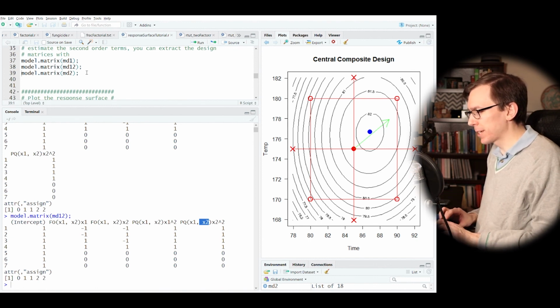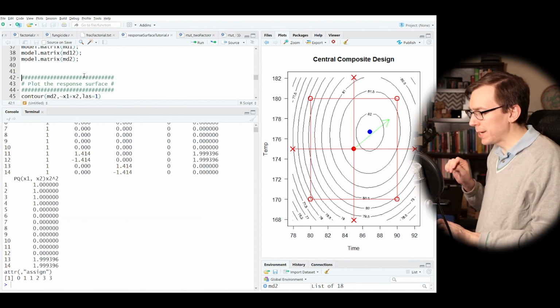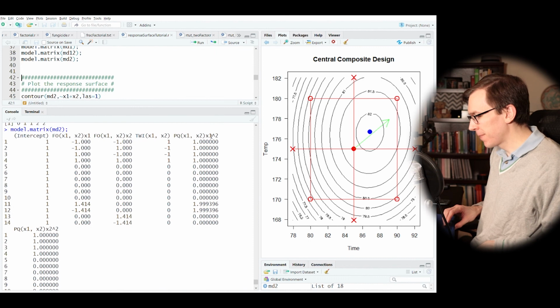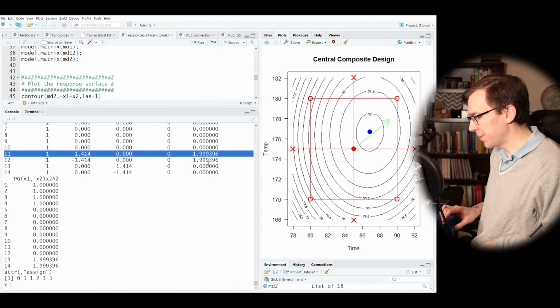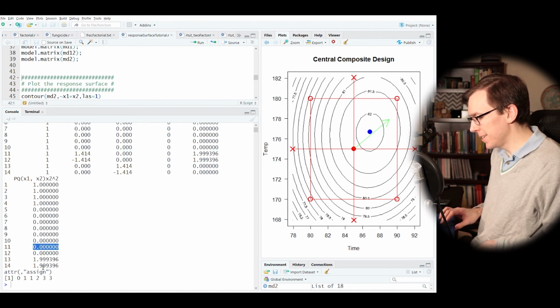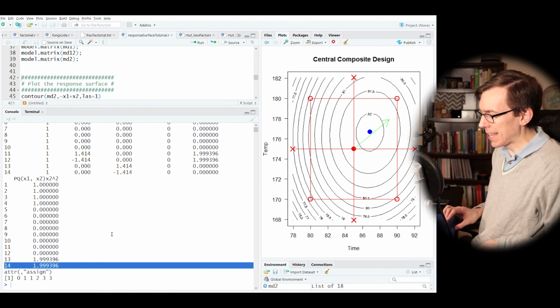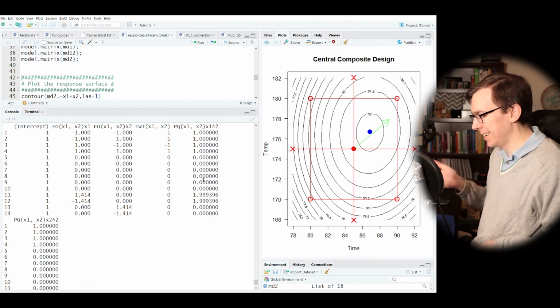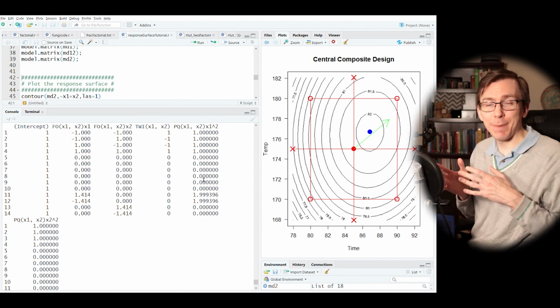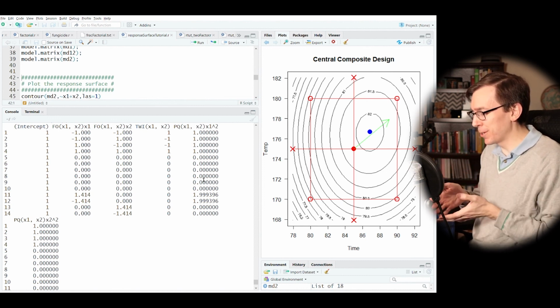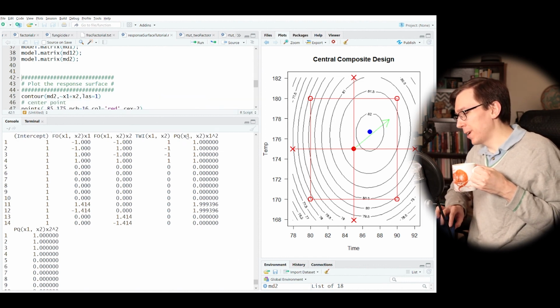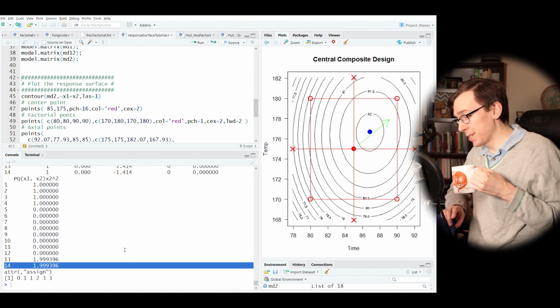And I think this is a good visual explanation of why we need the axial points. Because now with the axial points, we have differences in our pure quadratic columns. We have 2, 2, 0, 0, and then 0, 0, 2, 2. That means our quadratic columns are no longer identical to each other, and that means we can estimate coefficients for each of the pure quadratic terms. All right, so that is more or less what I wanted to do with response surfaces.